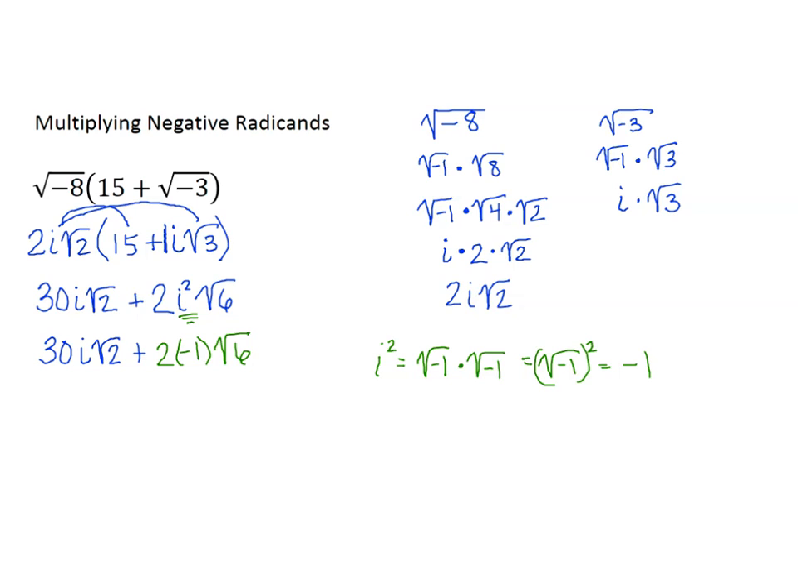And then that's going to change things just a little bit. That's going to give me 30i root 2. And then 2 times negative 1 will be minus 2 root 6. And because my roots are different, my radicands are different, I can't combine these. So that's where it stays. That's where we end. So anytime you have negative radicands, like we have here with the negative 8 and the negative 3 inside the radical, you must convert them to imaginary numbers first. Okay? So convert to imaginary first.